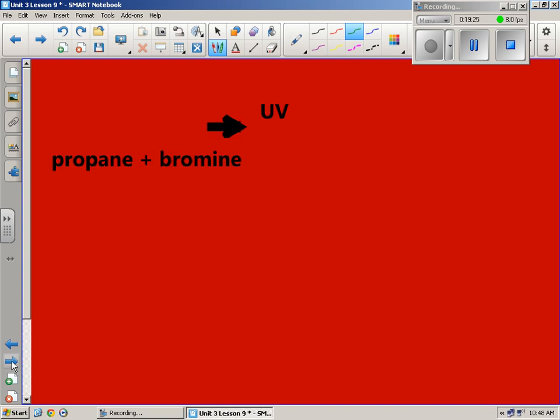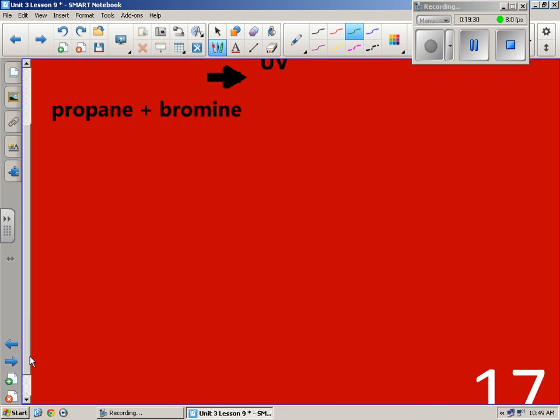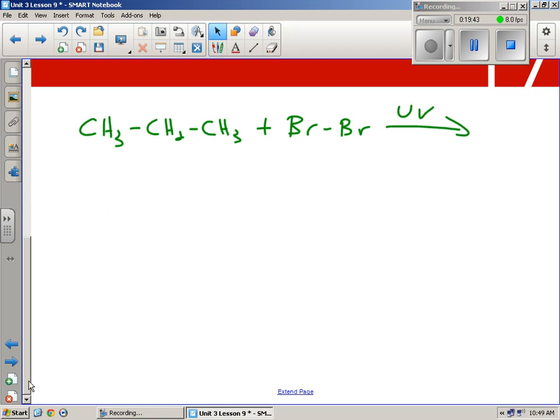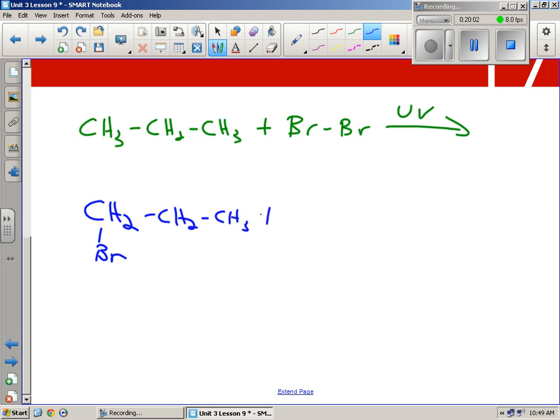All right, so let's take a look at our first one here. Propane and bromine with some UV light. So, once again, what are your options? You're going to put a bromine into one spot and take a hydrogen off from that spot. So I'm going to take a hydrogen off of here and put a bromine on. And of course, this will stay the same.